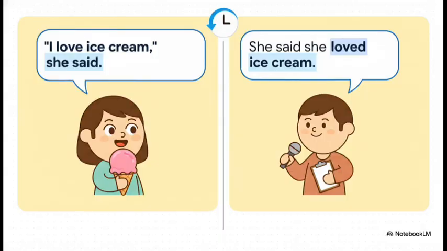Look at how elegant this backshift is in practice. In the direct quote, the verb is love, present simple, but because our reporting verb said is in the past, love seamlessly backshifts to loved in the past simple. She said that she loved ice cream. Notice how we can also add the word that to introduce the reported words, though honestly it's often optional.